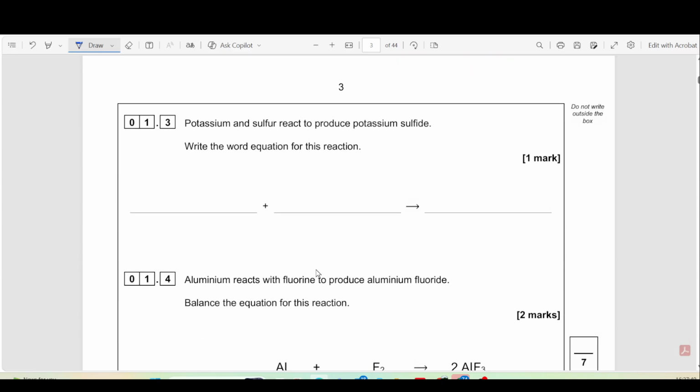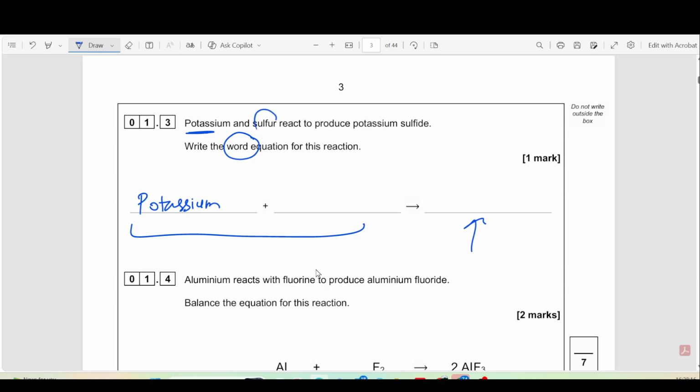The next question says potassium and sulfur react to produce potassium sulfide. Write the word equation for this reaction. Okay. So it says word equation, so we don't need to write symbols. On this side we write the reactants, the things that combine to give us the result. This side is called the product. So what is reacting? Potassium. So we'll write potassium first.